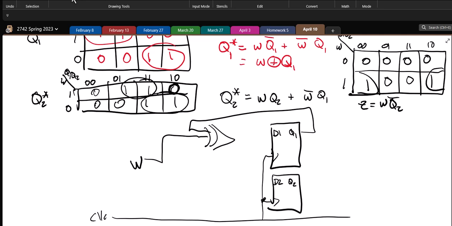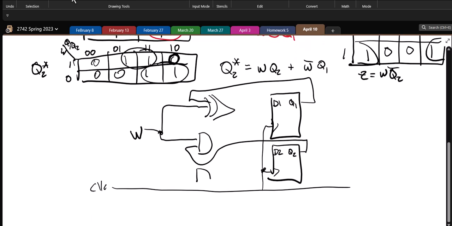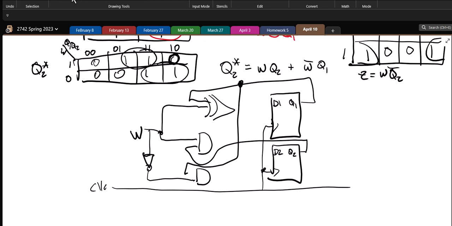Q2 star is W and Q2. And then I also have a W bar Q1. Those are ANDed together. So not of W ANDed with a Q1. So this is Q1 here. I'm sorry, these are so messy. And then these are ORed together. And that's Q2 star.